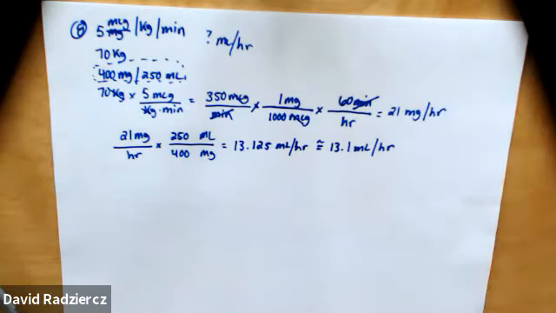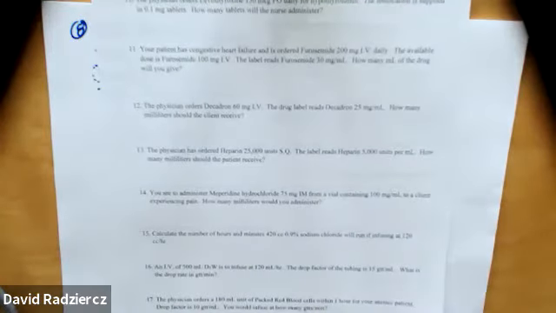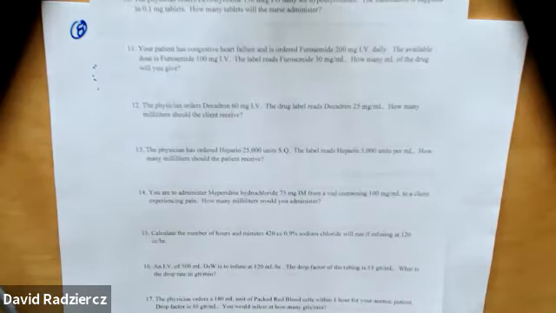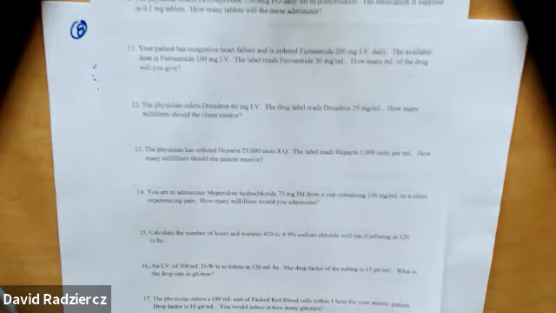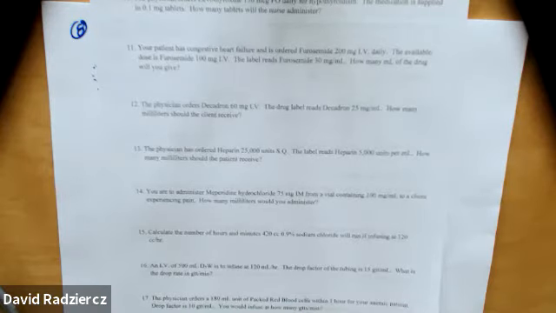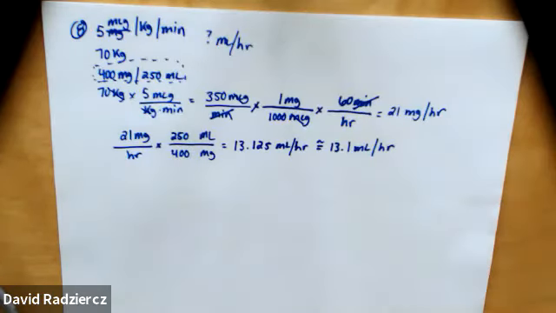So number 11 says that your patient has congestive heart failure and is ordered furosemide 200 milligrams IV daily. The available dose is furosemide 100 milligrams IV. The label reads furosemide 30 milligrams per milliliter. How many milliliters of the drug will you give? So there's a lot of numbers here.